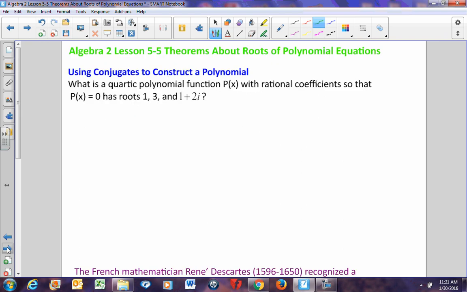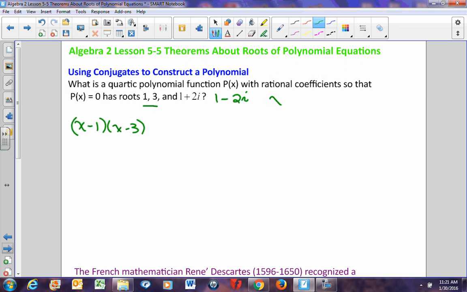Okay. Now, let's use them. We're going to write a quartic polynomial function with rational coefficients that has the roots 1, 3, and 1 plus 2i. Okay. Well, if it has 1 plus 2i as a root, it also has 1 minus 2i as a root. These are fairly simple. Remember, we do the x minus 1, x minus 3. And now we're going to do this. We're going to do x.